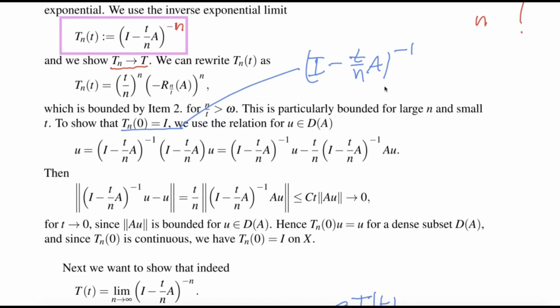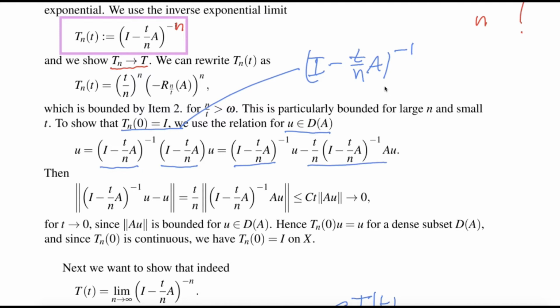is also the identity. Then we take u in the domain of definition, and we write it in a funny way by using the inverse of (1 minus (t/n)A) and the operator itself, so nothing happened, but then we can multiply it out, and we get a first term and a second term.